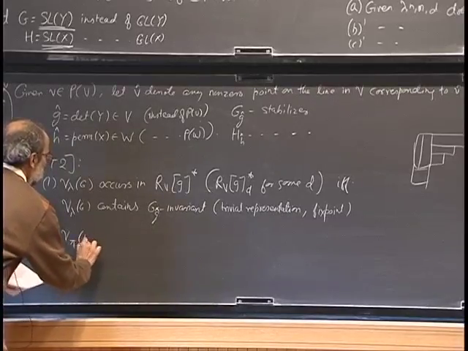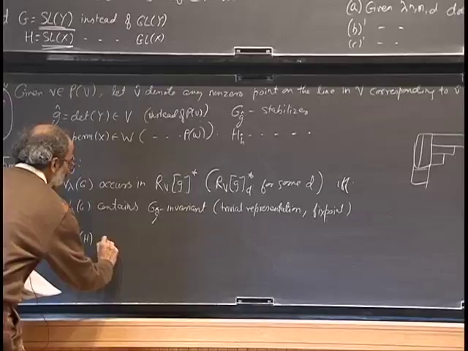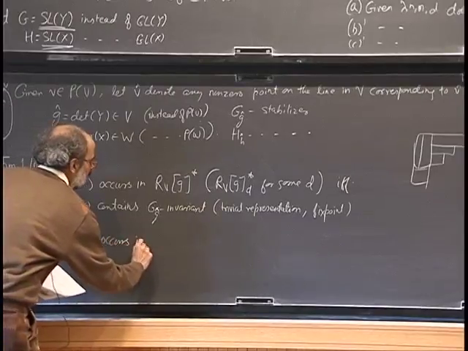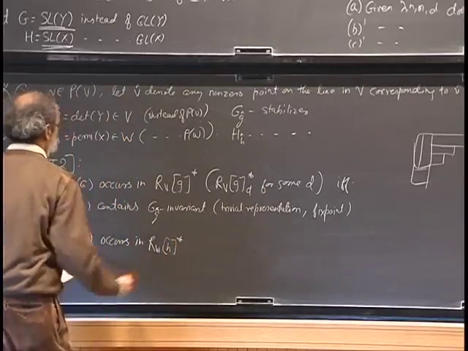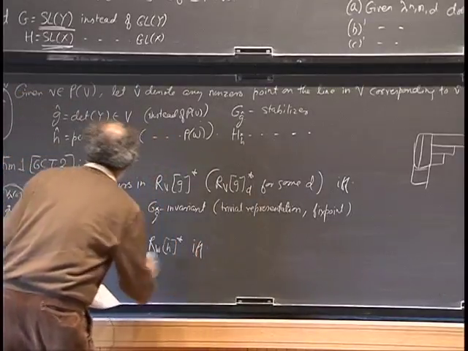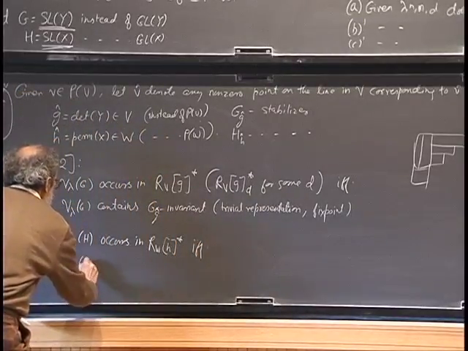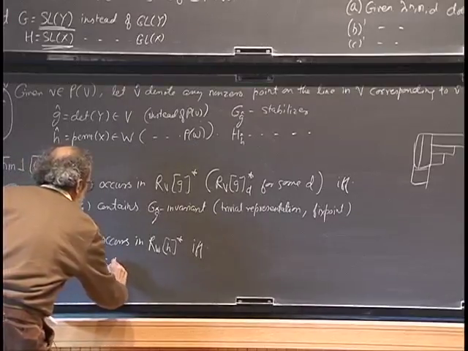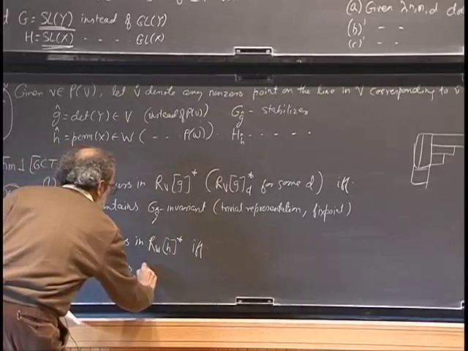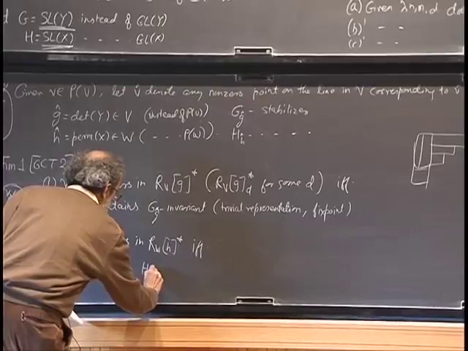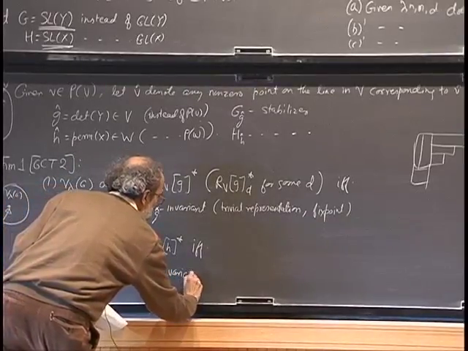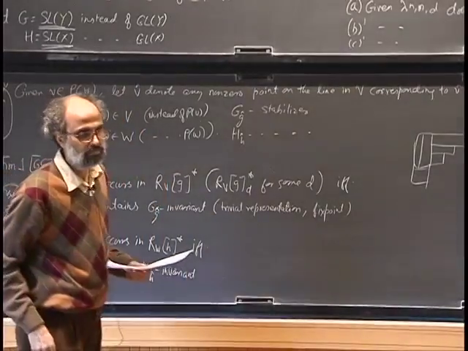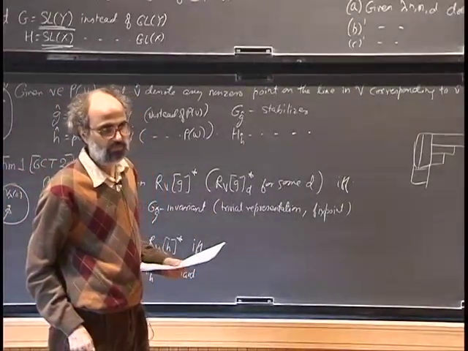And similarly V pi of H occurs in R W H star if and only if V pi H contains an H hat invariant. Can you explain what intuitively it means that it contains this invariant?